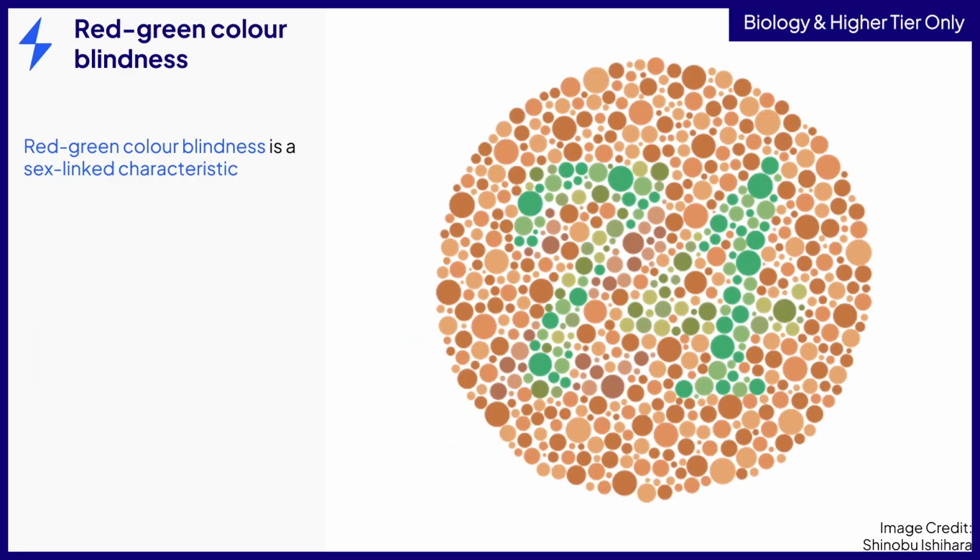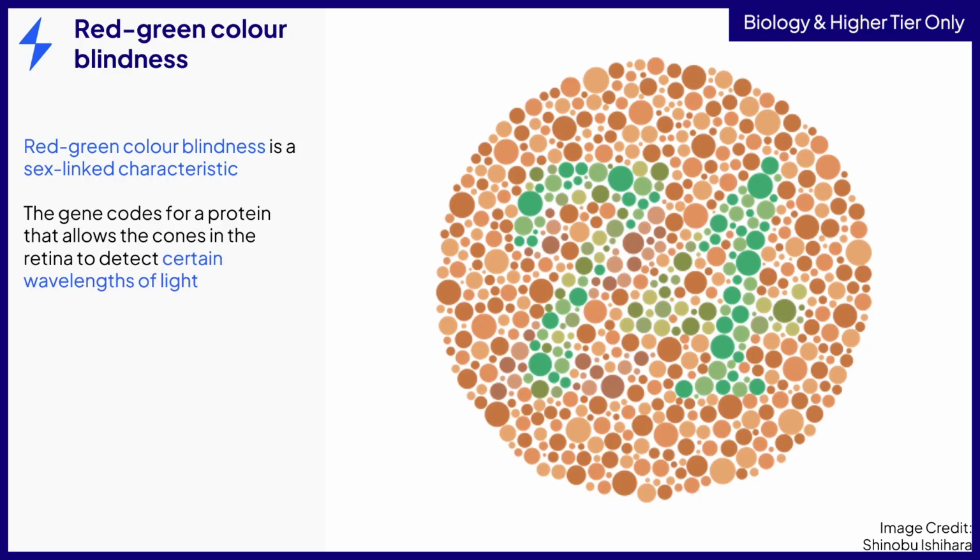Red-green color blindness is an example of a sex-linked characteristic. It is caused by a change within the pigment proteins in the cone cells of the retina that prevent them from perceiving certain wavelengths of light. This image is a test that can be done to detect red-green color blindness. If the number looks like 74, then there is normal color vision. People with red-green color blindness see the number 21.